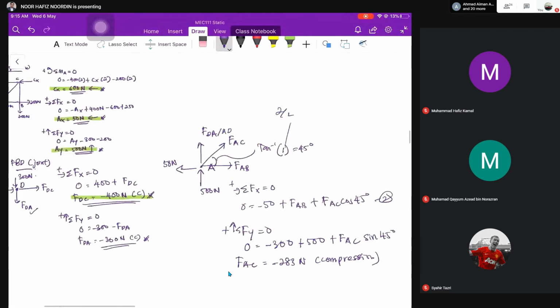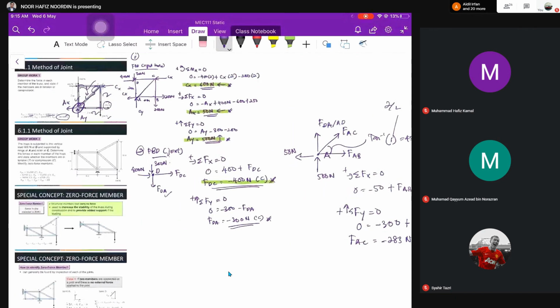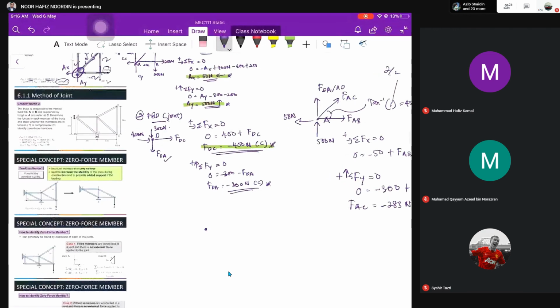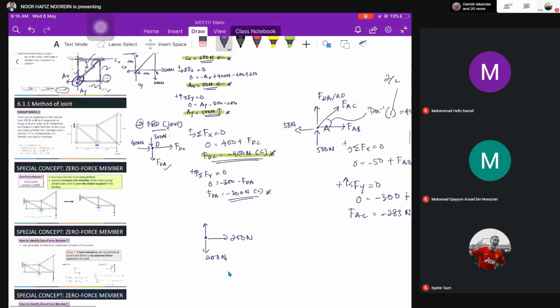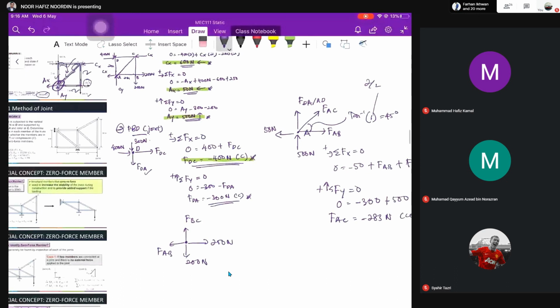So yang tu kita guna point B. Point B dia contribute kepada force dekat slender member BC and AB. So we draw point B. Point B we have 200 Newton ke bawah, 250 Newton ke kanan. Kita ada FBC dan we have FAB. Ini very straightforward lah, sebab dia ada Fx dan Fy je. Dia tak ada force yang ada angle.